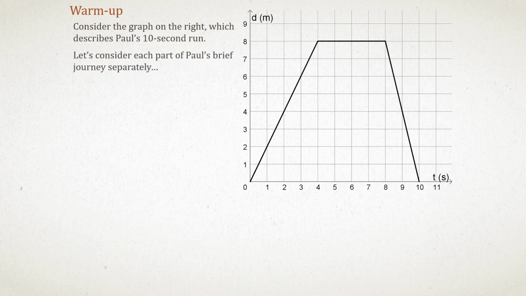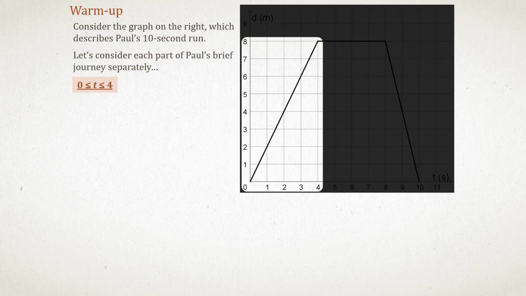So let's start by looking at each part of his little journey separately here, starting with the interval from 0 seconds to 4 seconds. So what's happening here? Well, Paul's moving at a constant velocity or a constant rate in the positive direction. Now, how do we know that it's a constant rate for this part of the journey? Well, we have a straight line. That is, the displacement is always changing at the same rate. The slope of this line never changes for the first 4 seconds here.